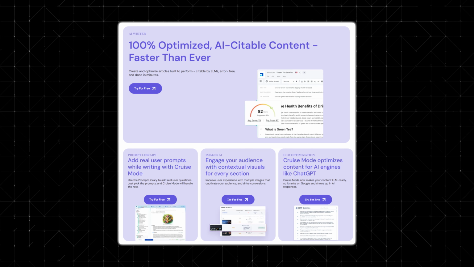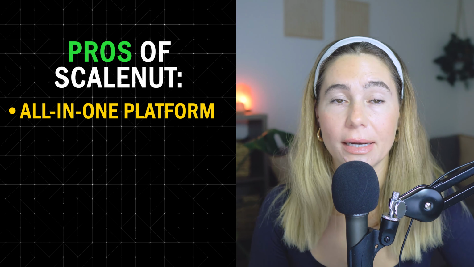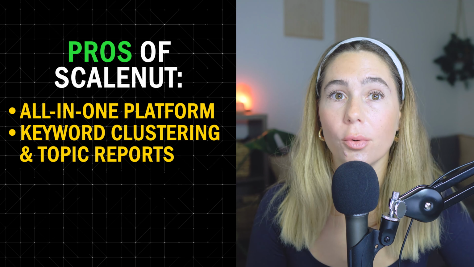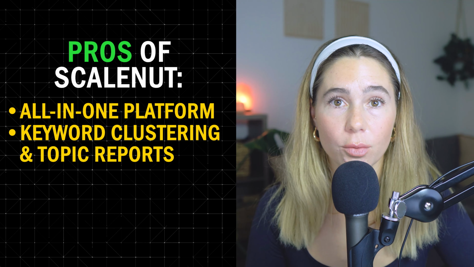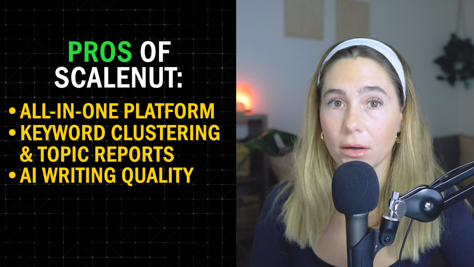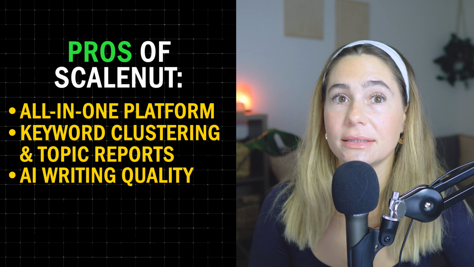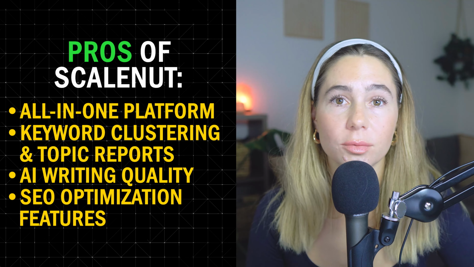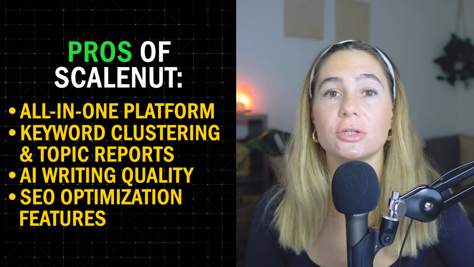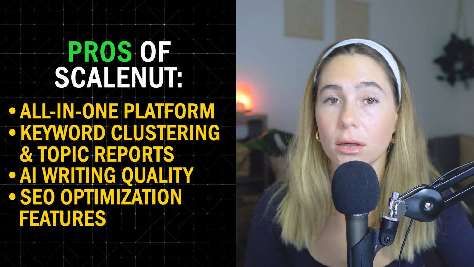Okay, so now that you've seen the main workflow, let's quickly talk about the pros and cons of using Scalenut. So the first pro is it's an all-in-one experience. You don't have to bounce between keyword tools, spreadsheets, and separate AI writers. It's all connected. The keyword clustering and topic reports are extremely accurate, which saves you from wasting time on low impact topics. The AI writing quality is also solid, so much more natural and structured than most standalone writers. It definitely feels guided instead of generic. And then finally, the SEO optimization features just help you understand why certain pages rank, so you're not just guessing, you're actually building content with a plan.